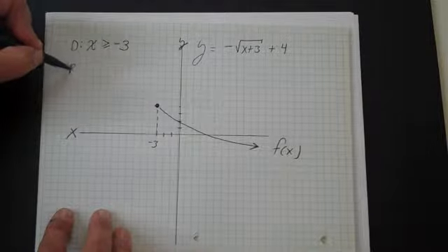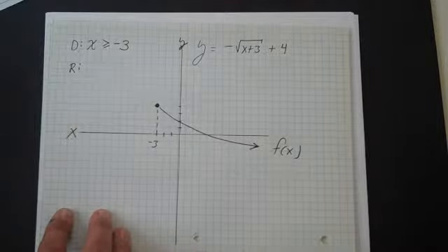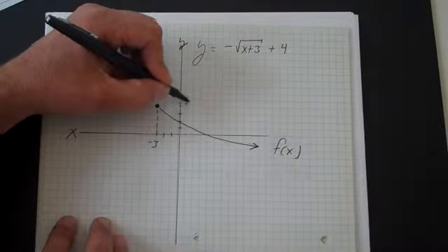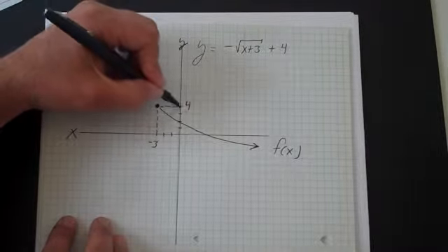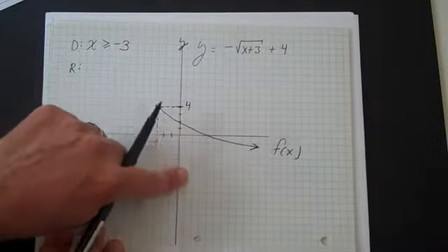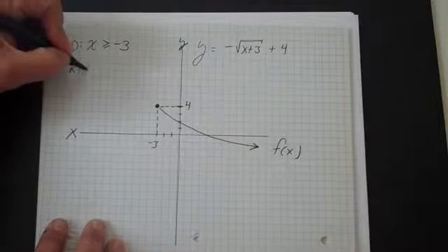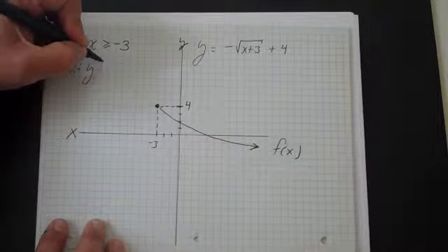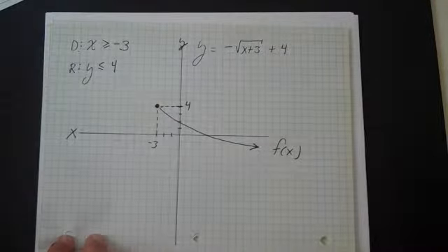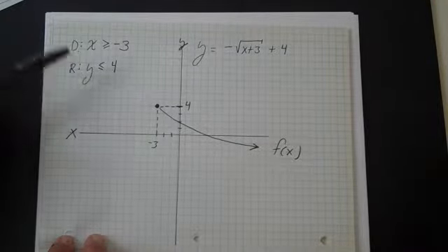Let's look at what the range is. For the range, you look at the y-axis and ask what y can be here. You draw the dotted line across, where y is equal to 4, and it can be any number more negative than 4. So the range is y is less than or equal to 4. And that's in inequality notation.